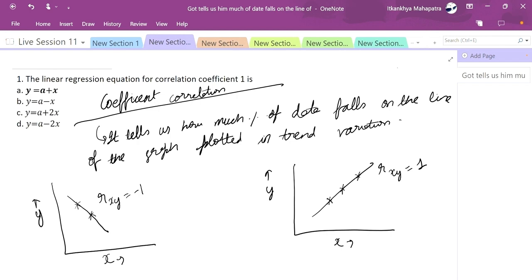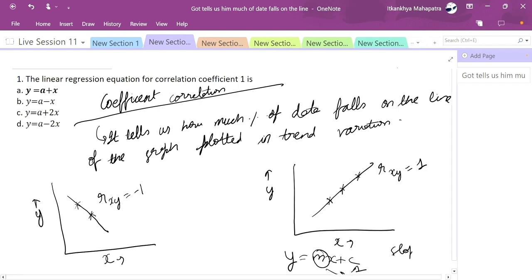Now we know this is the straight line equation, y is equal to mx plus c. Here the slope is equal to 1. The slope is always 1. So the correct answer is y is equal to a plus x.